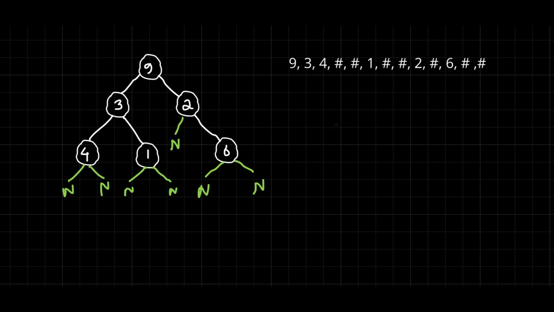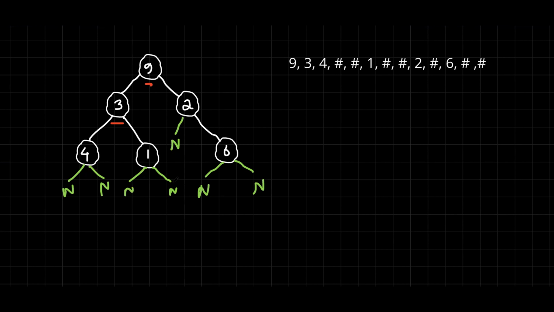To understand the algorithm, we have taken this example. The root is 9, which has two children, 3 and 2. 3 has two children, 4 and 1. And 2 has one child, which is 6. And the other child which is missing in a node will be represented by null.